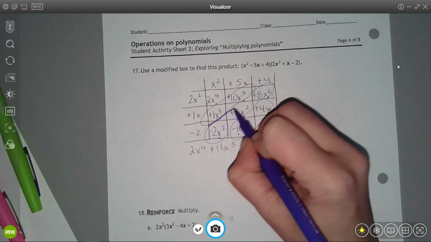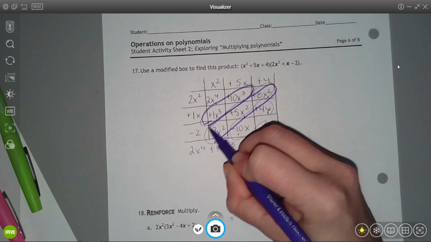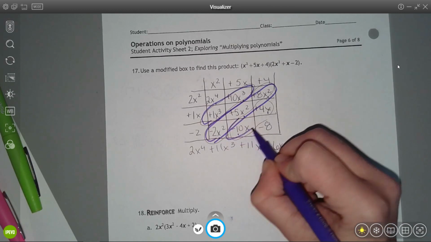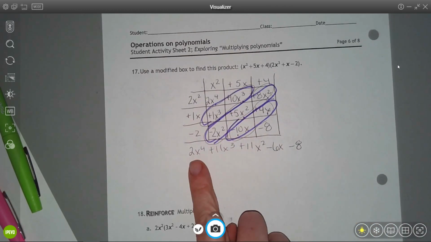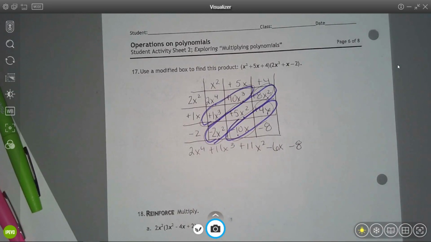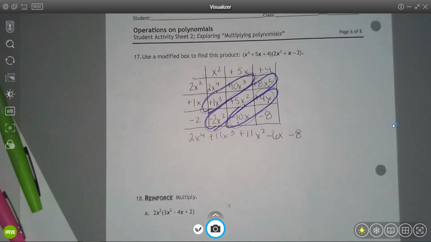Your diagonals, just like before, can be combined, and you can check them. They're like terms. My cubes go together, my squareds go together, and my single terms go together there. And you end up with an answer of 2x to the fourth plus 11x to the third plus x squared minus 6x minus 8. And then you'll go ahead and do the rest of those problems with your teacher.